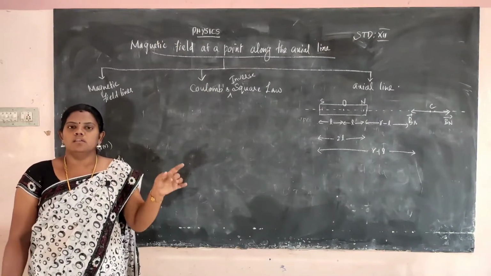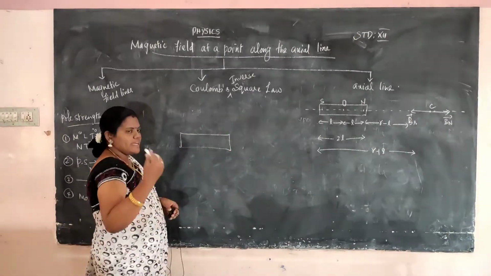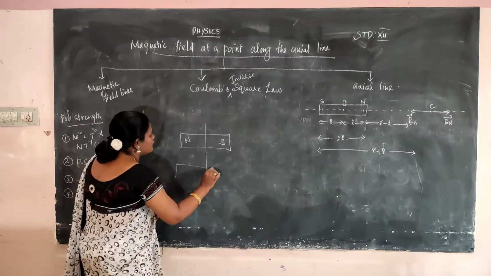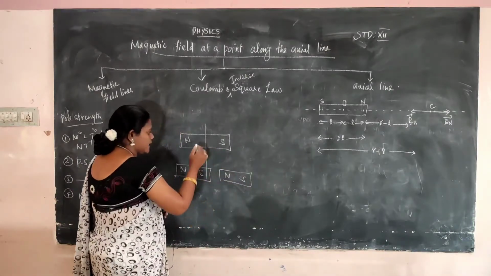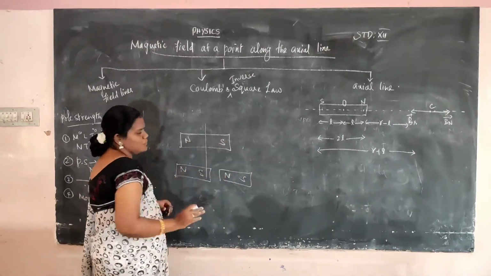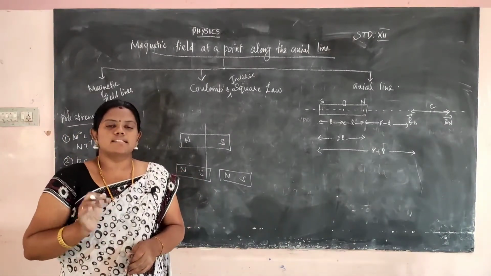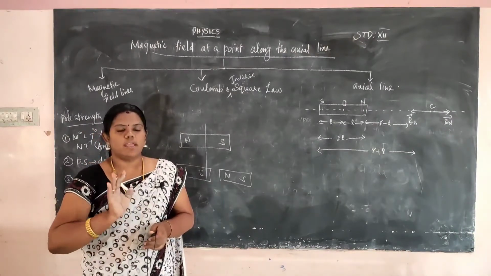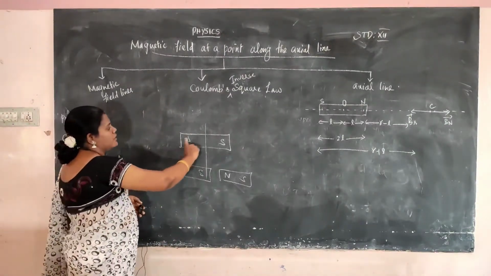Suppose you take one bar magnet and split it into two. Each piece will form a north and a south pole. However many times you split a magnet, each piece has a north pole and a south pole. There will not be only a north pole or only a south pole. So when one magnet is cut into many pieces, all the pieces act as individual magnets having two poles, north and south. No monopole exists.